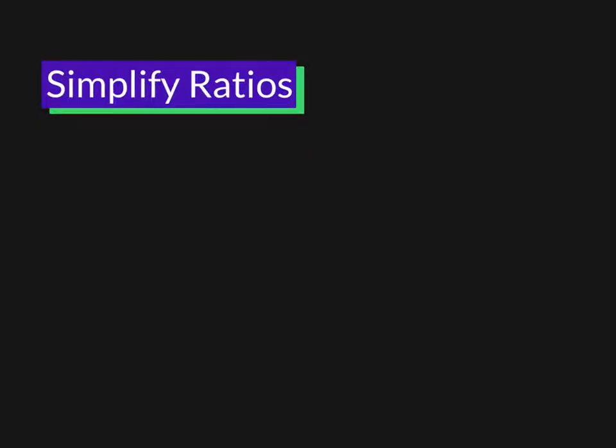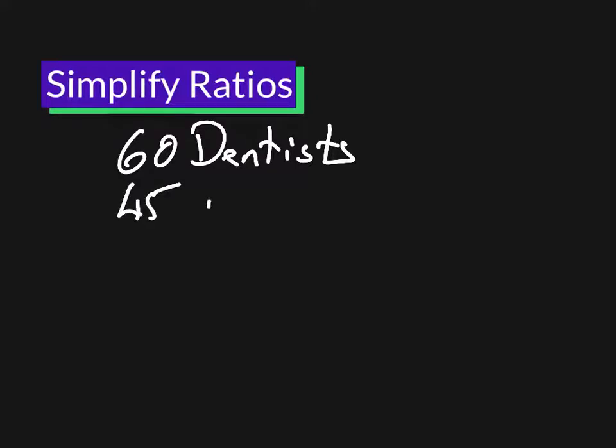Ratios should generally be simplified to lowest terms so that they'll be easier to understand and to work with. So for example, say we have a group of 60 dentists and they are surveyed about toothpaste, and 45 prefer brand A and 15 prefer brand B.